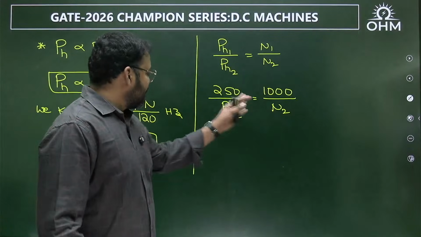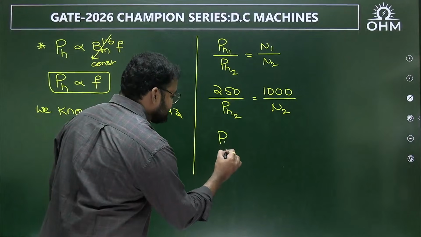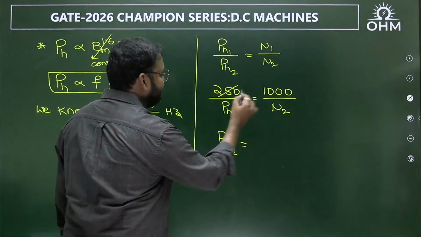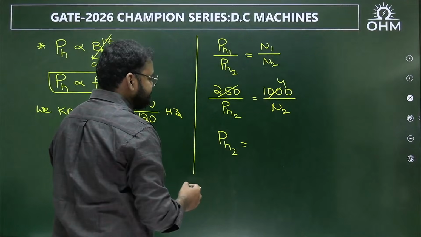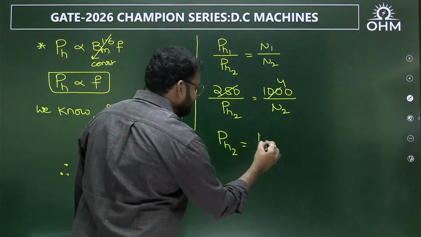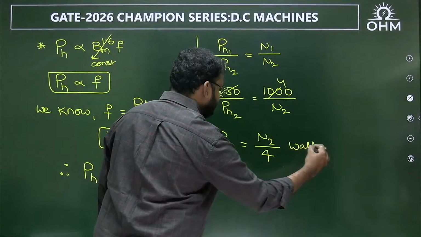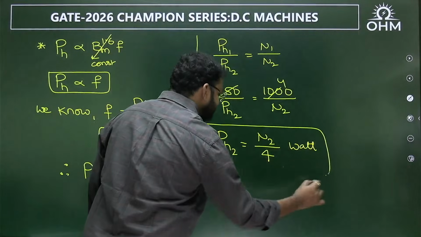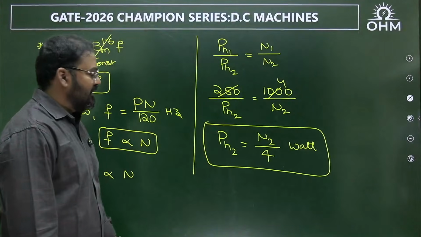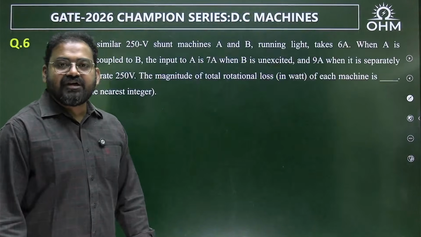Now cross multiply, separate new hysteresis loss. I think 250 will cancel 4 times here. So new hysteresis loss will be equal to N2 by 4 watt. This is the new hysteresis loss value. Correct? Similarly, what is the formula for eddy current loss?